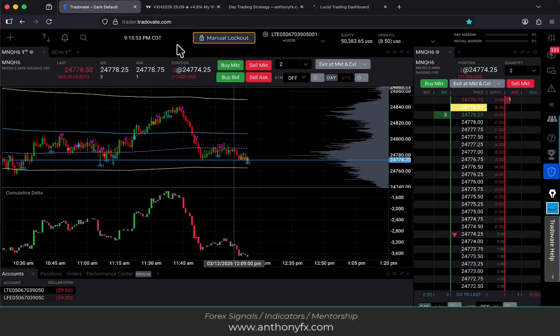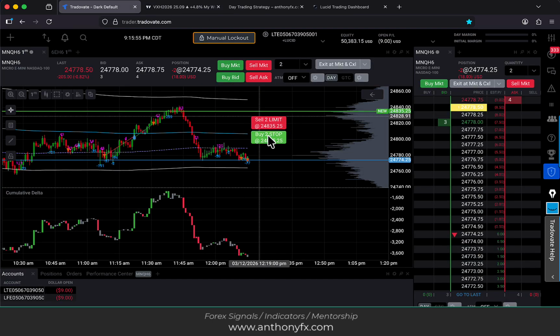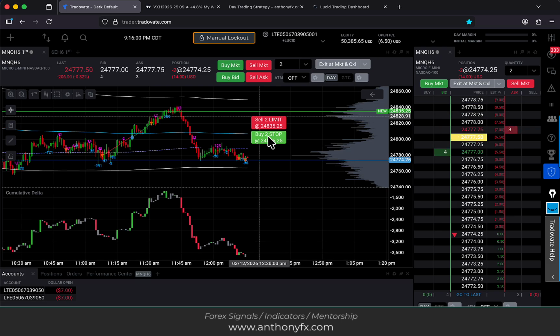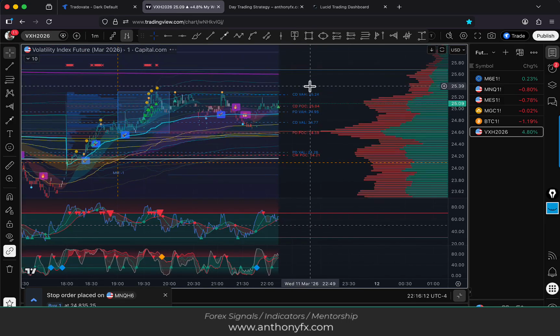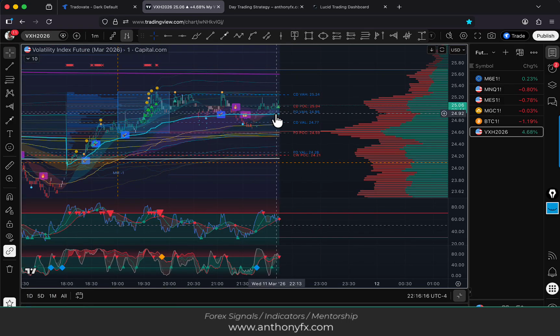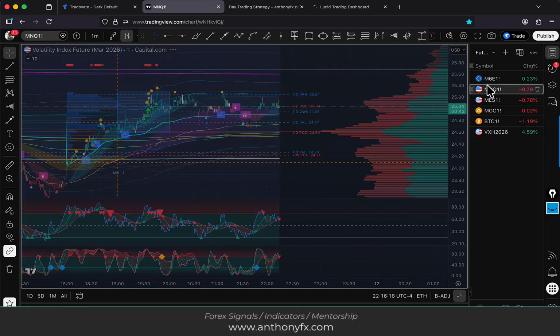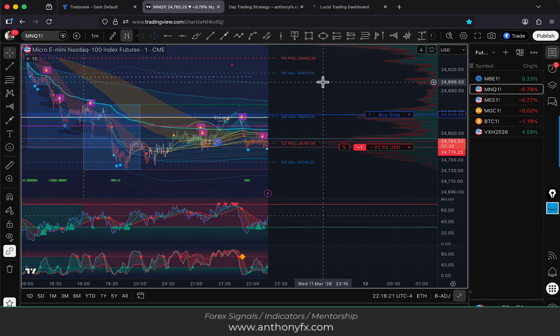Oh, we've got a stop loss. Better do that. So it's a sell, so we need a buy stop. Yeah, that's pushing up, so that's good for this trade. Holding above VWAP. Okay, so let's go back to our MNQ and see how we go.